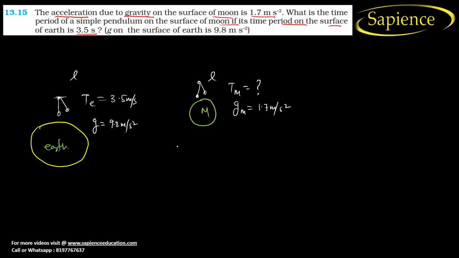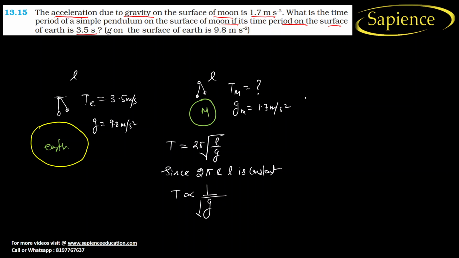Now we want the time period. We know that time period is equal to 2 pi root under L by g. Since 2 pi is constant and L is constant because the same pendulum is used, we can directly say that T is proportional to 1 by root under g. Now we can write that time period of the earth divided by time period of the moon is equal to root under gravity on the moon divided by root under gravity on the earth.